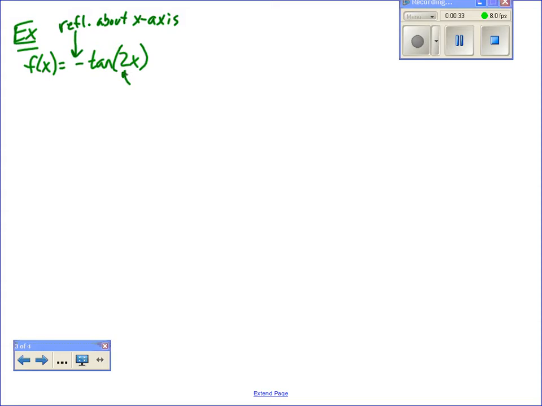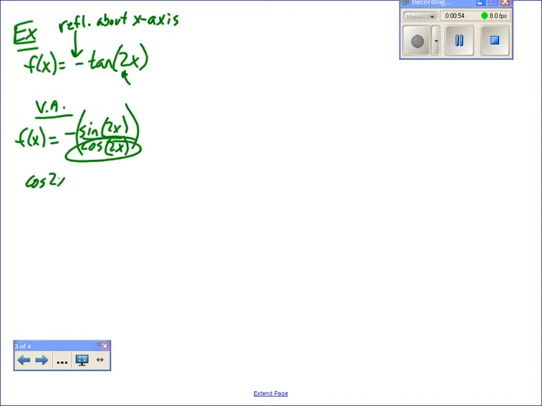So why don't we think about our vertical asymptotes here, okay? So we got this negative sine of 2x over cosine 2x, right? So we're just thinking to ourselves, where does the cosine of 2x equal 0? And we say, well, I know the cosine of pi halves is 0, right? In other words, what x value will cause this to be true? So I got to divide by 2, divide by 2. So we got pi fourths is our first one, right?